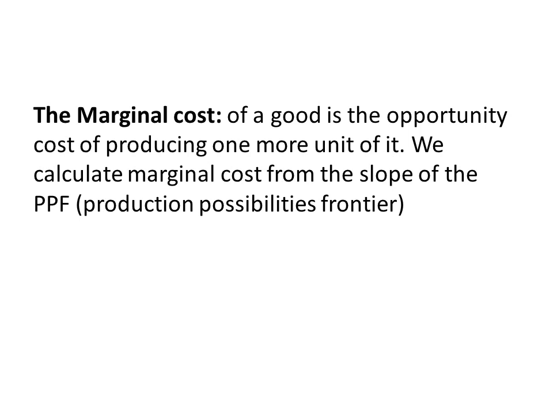So, to reach the efficient use of water, marginal cost must equal marginal benefit. Marginal benefit is the benefit from consuming one more unit of the good, while marginal cost is the opportunity cost of producing one more unit of it. We calculate marginal cost from the slope of the production possibility frontier, PPF. So, to reach the efficient use of water, marginal benefit must equal marginal cost.